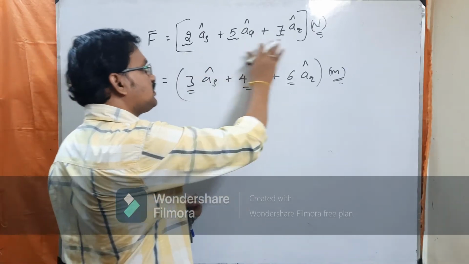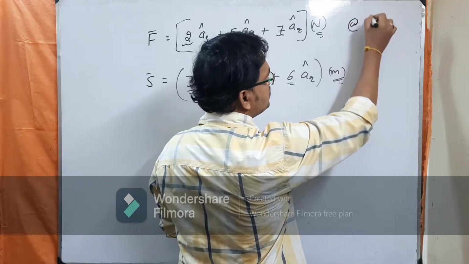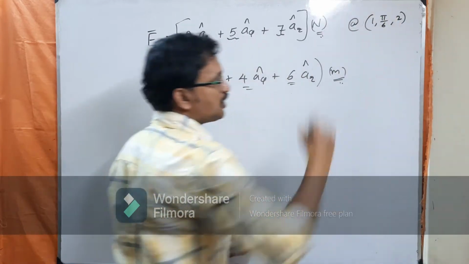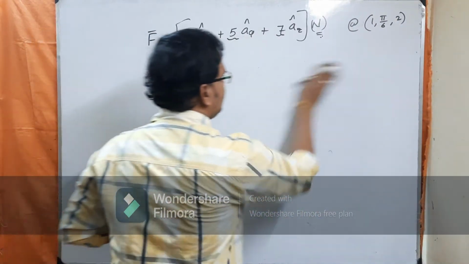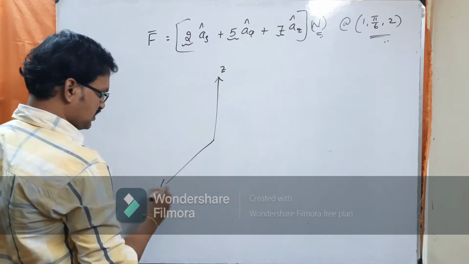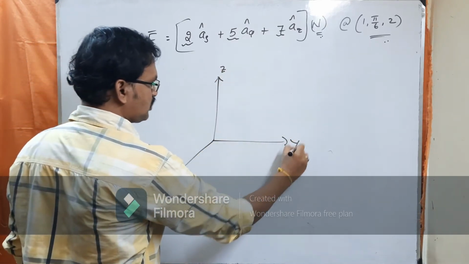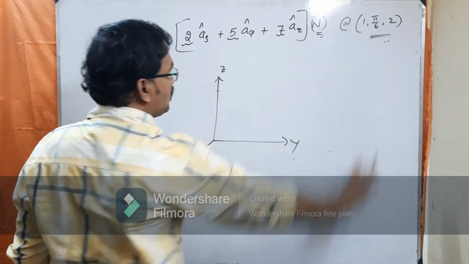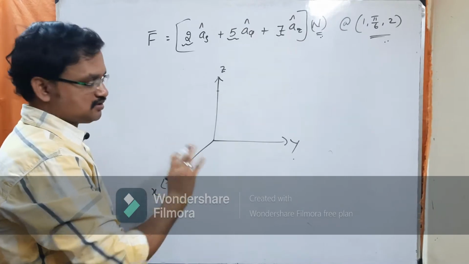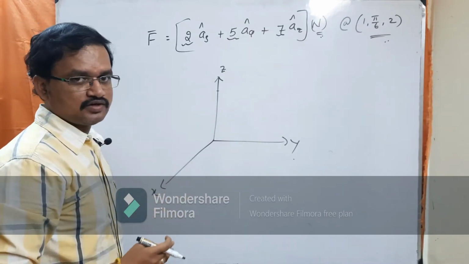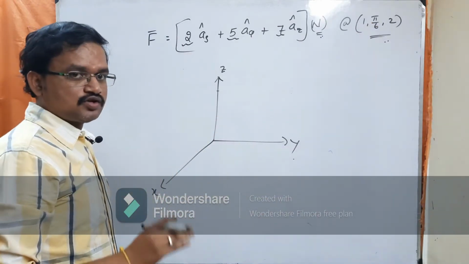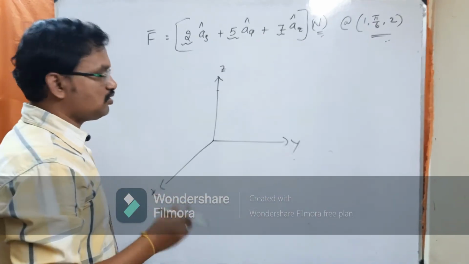So that means this vector is specified, let us say, at the point (1, pi/6, 2). So what does that mean here? Let us say this is the z axis, this is the x axis and this is the y axis. Rho is the normal distance from the z axis to any point on the curved surface of the cylinder. And pi/6 represents phi. So it is the angle measured with respect to the x axis.